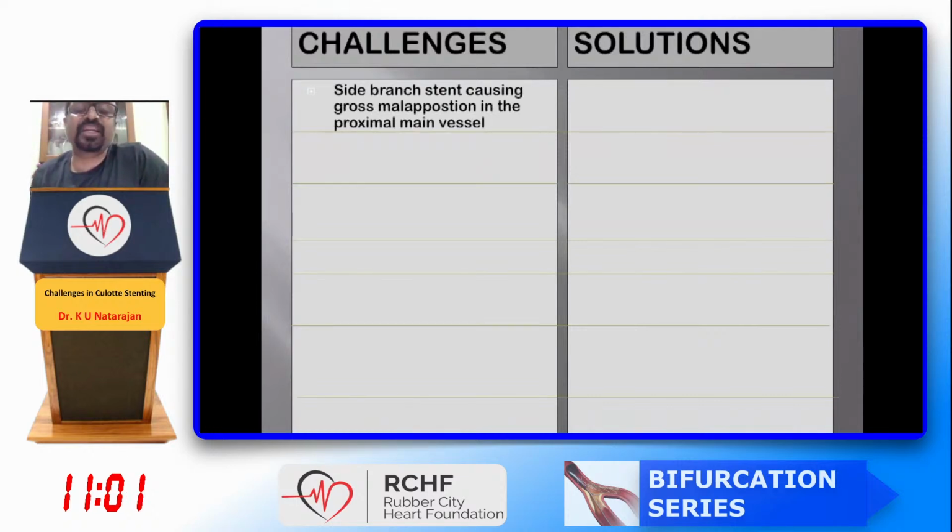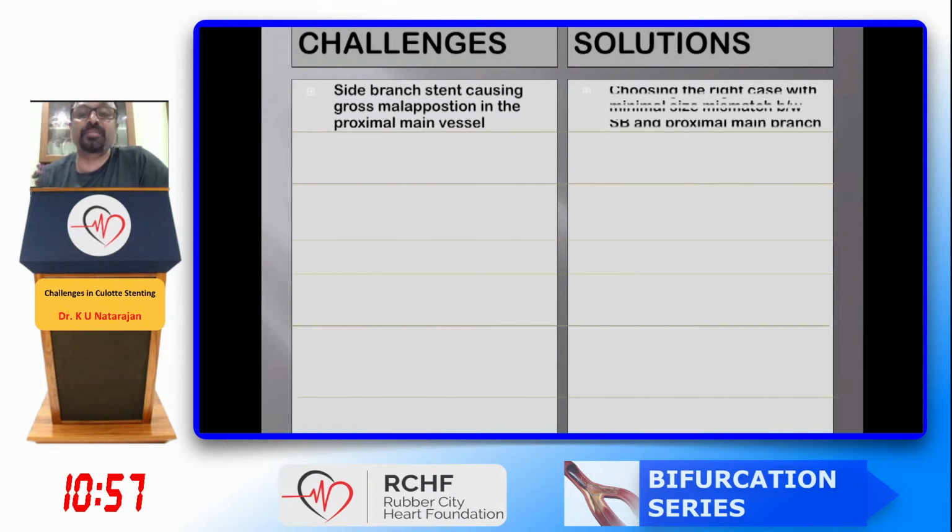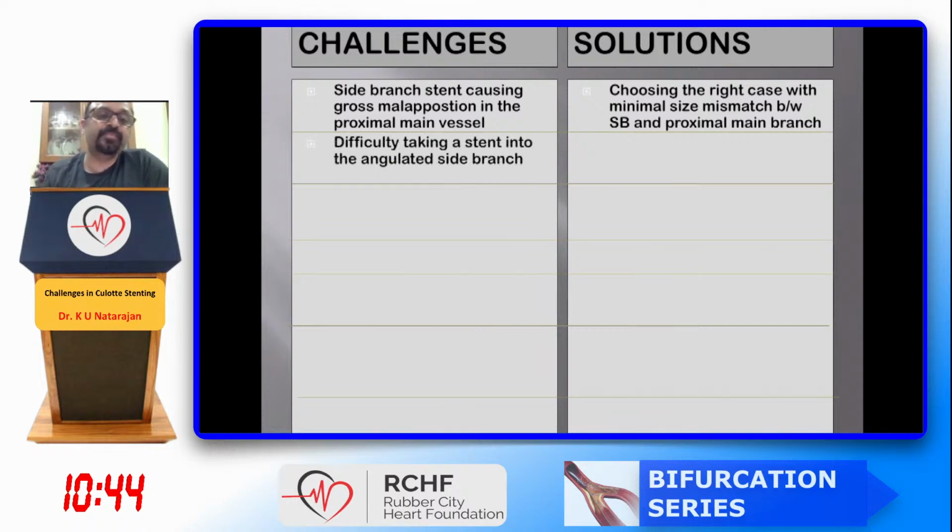So how do we circumvent these challenges? Side branch stent causing gross malapposition in the proximal main vessel: choosing the right case with minimal size mismatch between the side branch and the proximal main branch is an important requisite for selecting Culotte as a strategy in bifurcation stenting. Difficulty taking a stent into the angulated side branch: adequate pre-dilatation and stenting the angulated side branch first.